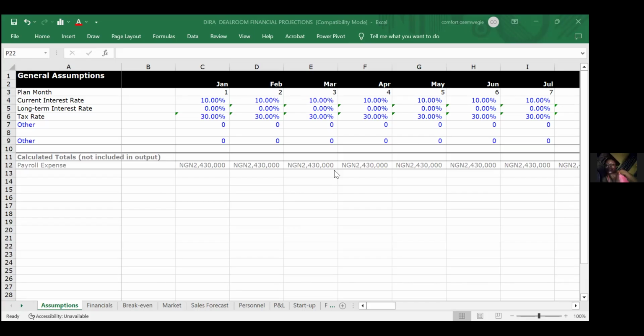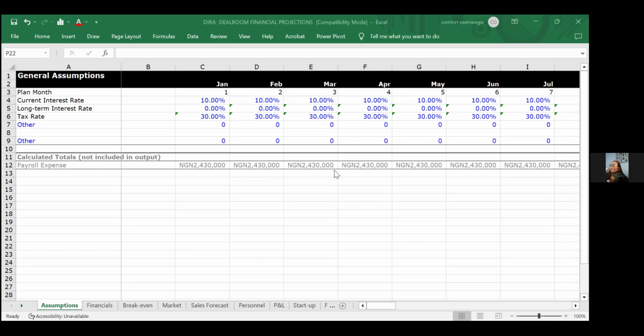VAT, value added tax, which is 7.5. No, VAT is not going to be taken in here. We'll take VAT in another part under your cash flow. We'll capture VAT there. So what is the rate?